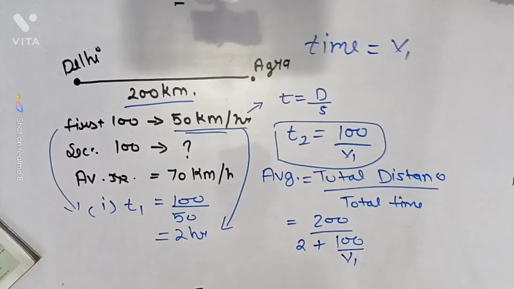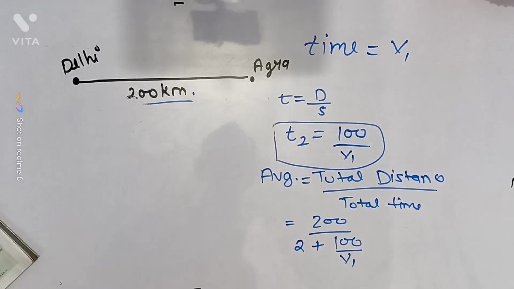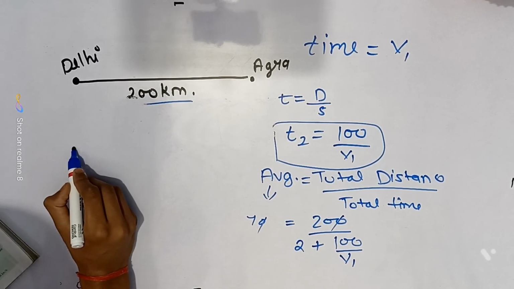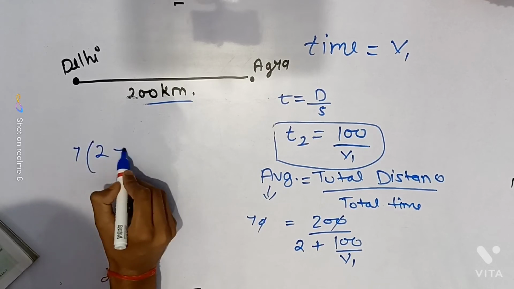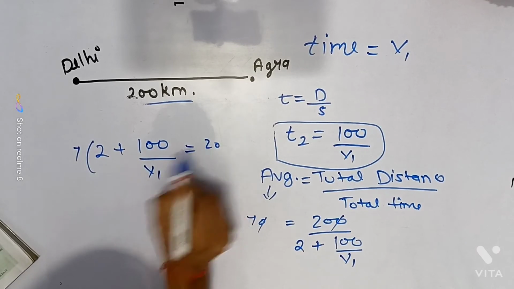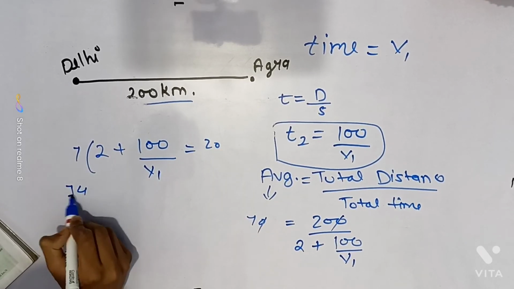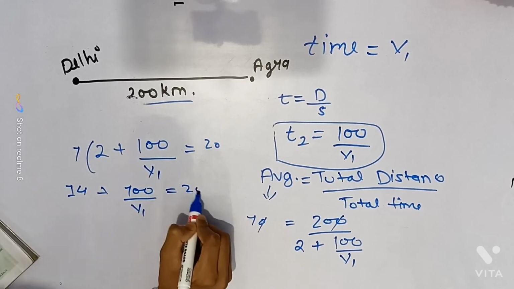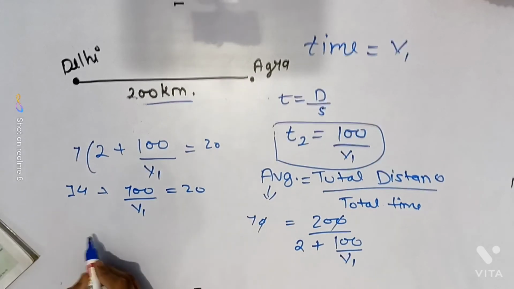V1. So see friends, what will we do? Wait, first let me erase this because space is short. We know the average velocity is given as 70. So we will cut these zeros and we will get 14. We will multiply 7 by 2, plus 100 by V1 is equal to 20. So 7 times 2 is 14 here, plus 700 upon V1 is equal to 20. So friends, now what will we do?